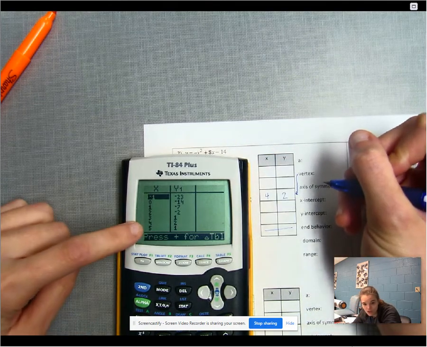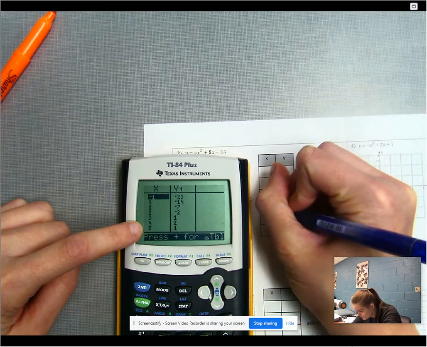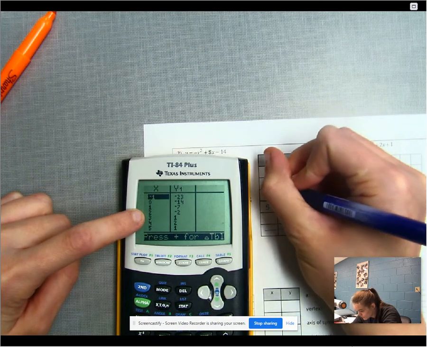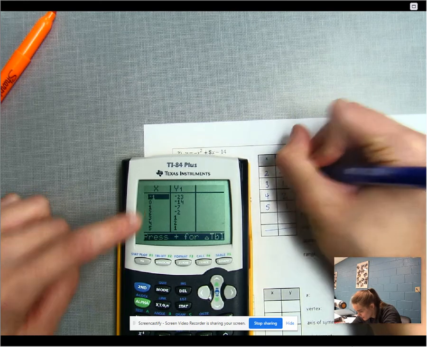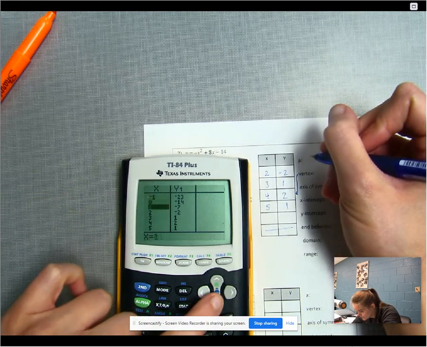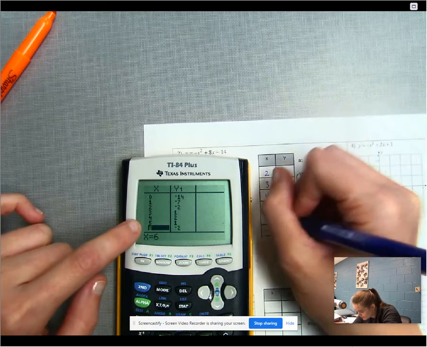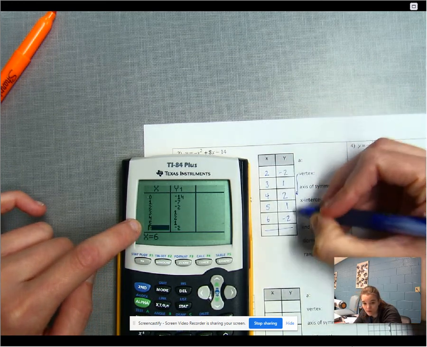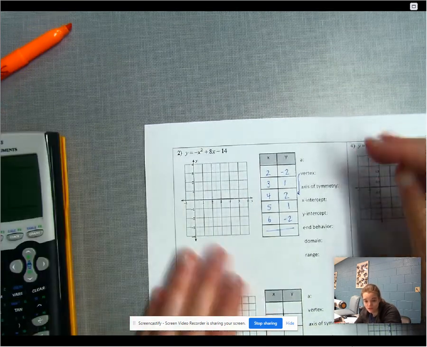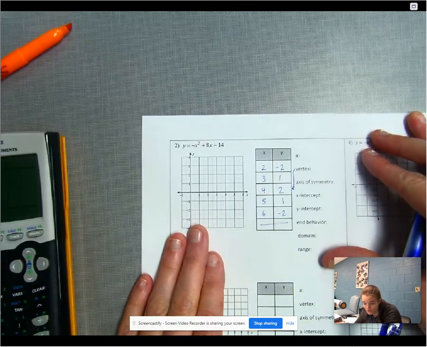Okay, and I need the numbers below. 5 and 1. 3 and 1. 2 and negative 2. Now I'm going to have to go down and get 6, negative 2. If these do not repeat, I don't have the right thing. You need to pay attention to that.